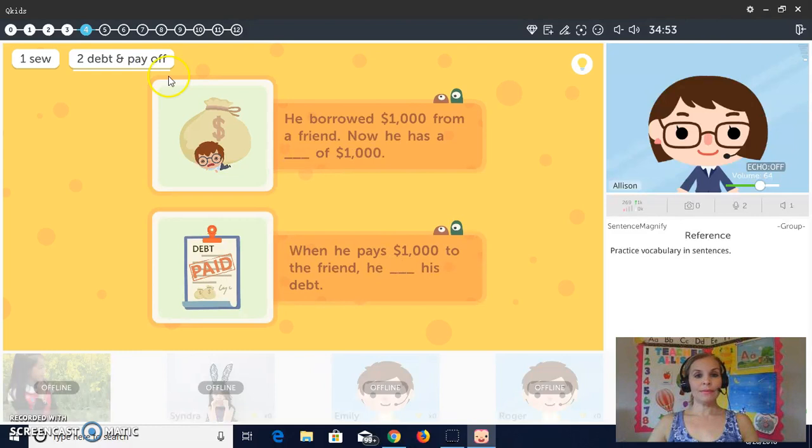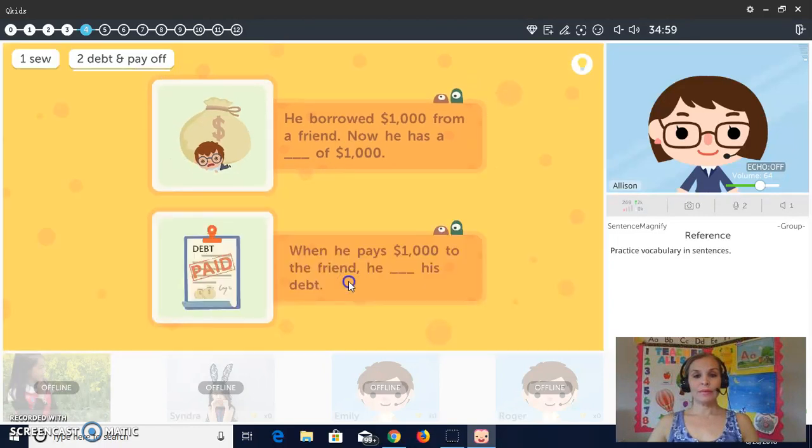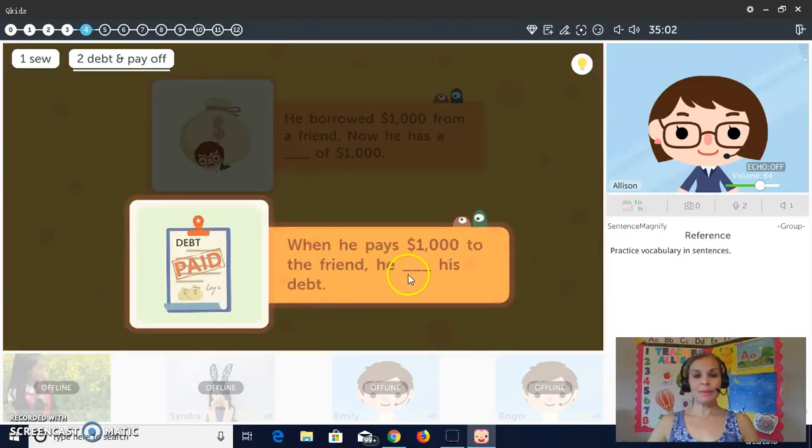And then you do the same thing for this one, where you say, now he has a debt of $1,000. This one, when he pays $1,000 to the friend, this one is a little tricky because for me, if I were to say it, when he pays $1,000 to the friend, he will have paid off his debt. That's how I would say it. But as long as they understand the connection there.